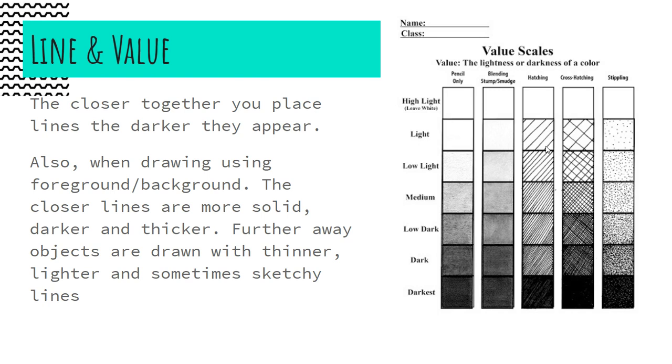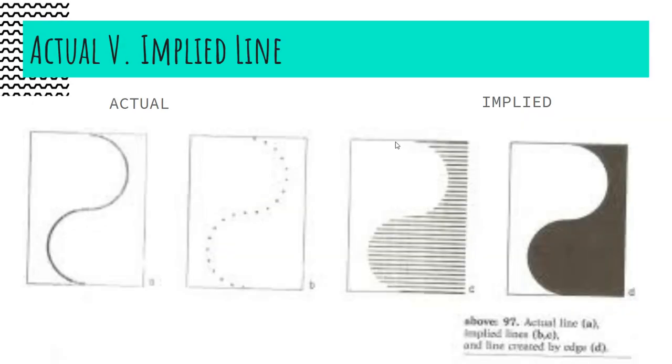Also, when you are drawing using the foreground background, meaning that you're showing space in your artwork, the lines that are closer to you are going to look more solid, darker, and thicker, and the further away that object is, the lines used to draw it are going to be sketchier, lighter, smudged even.